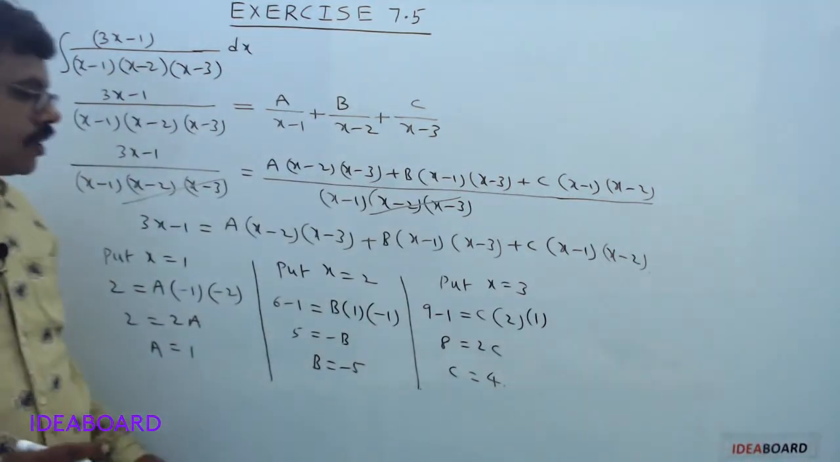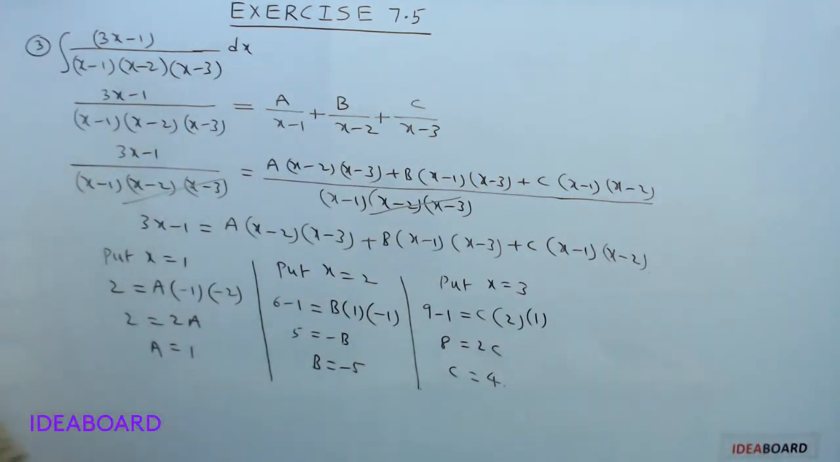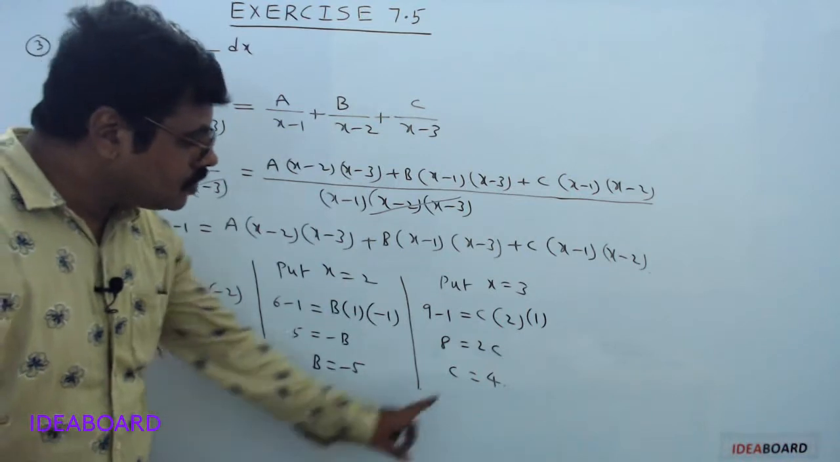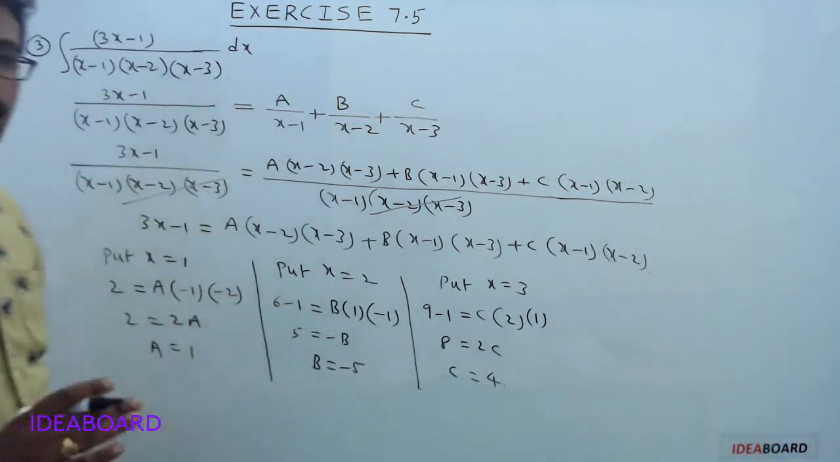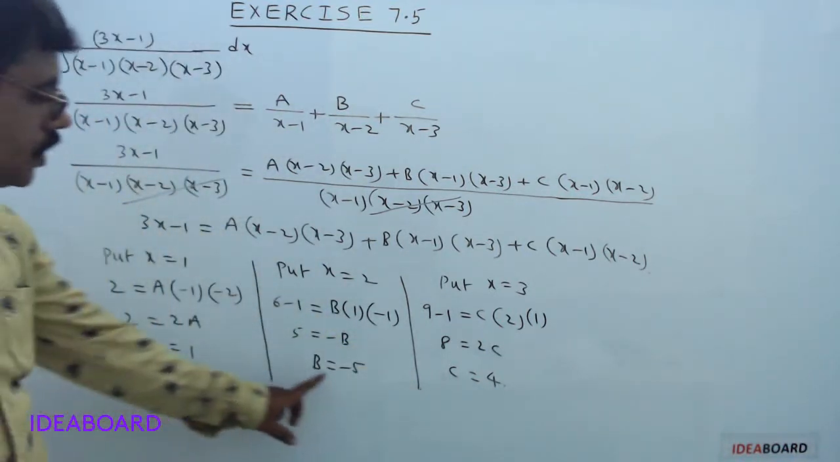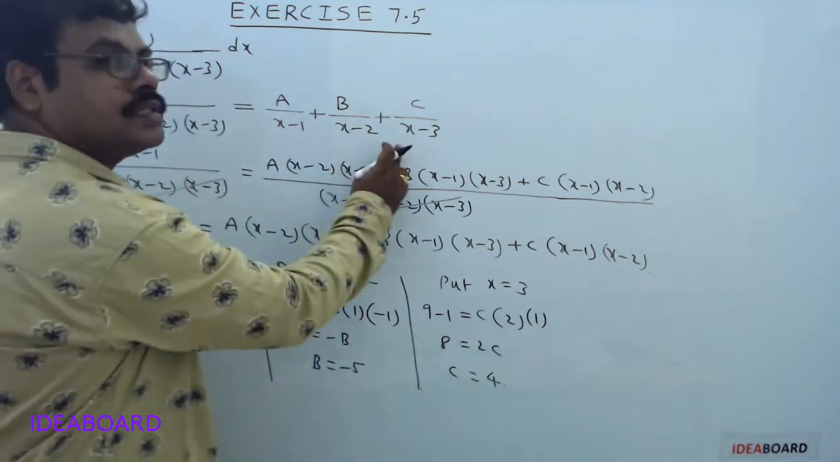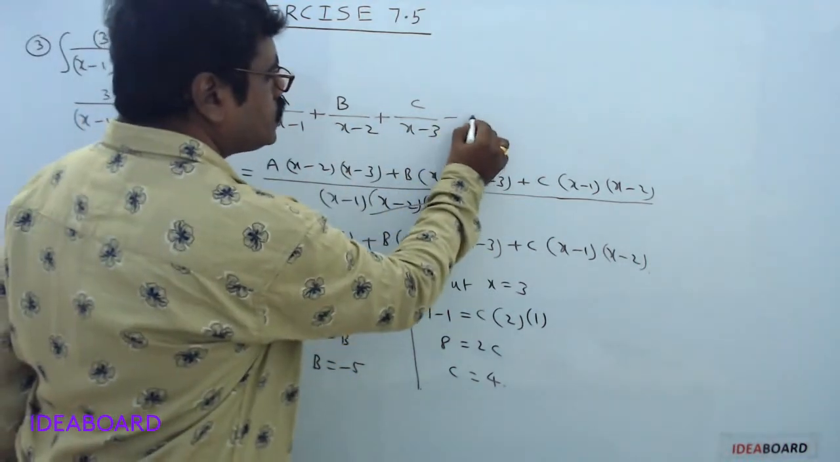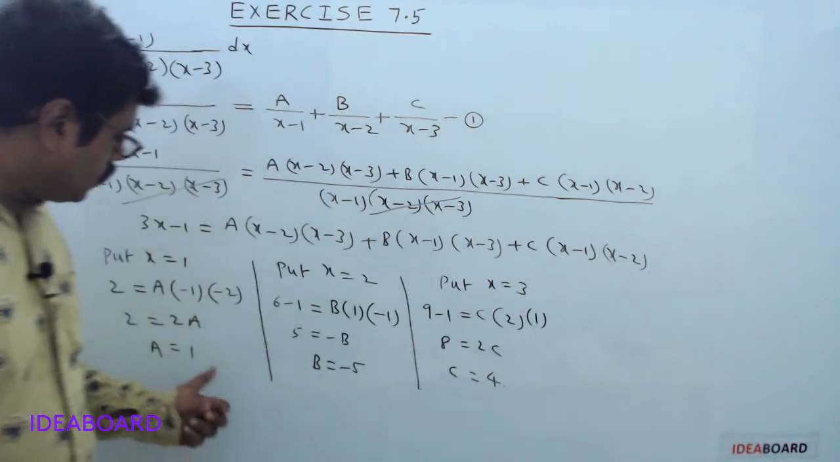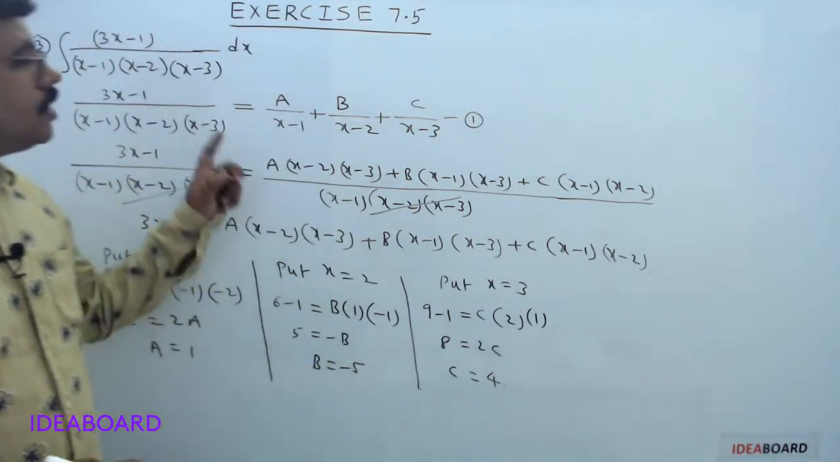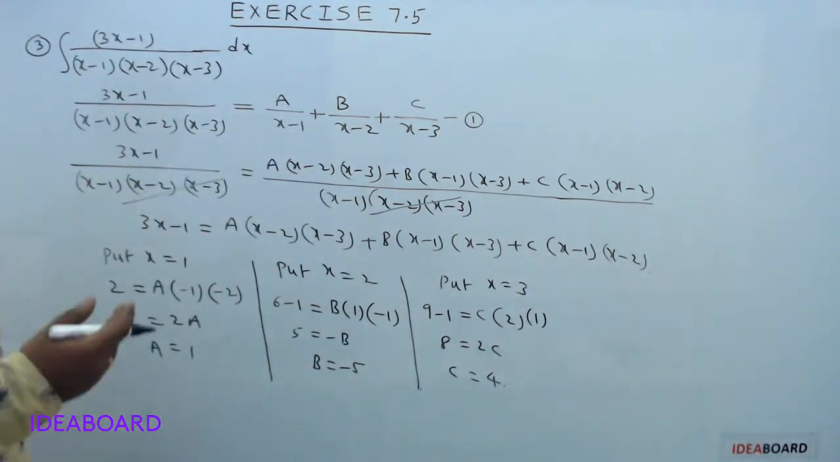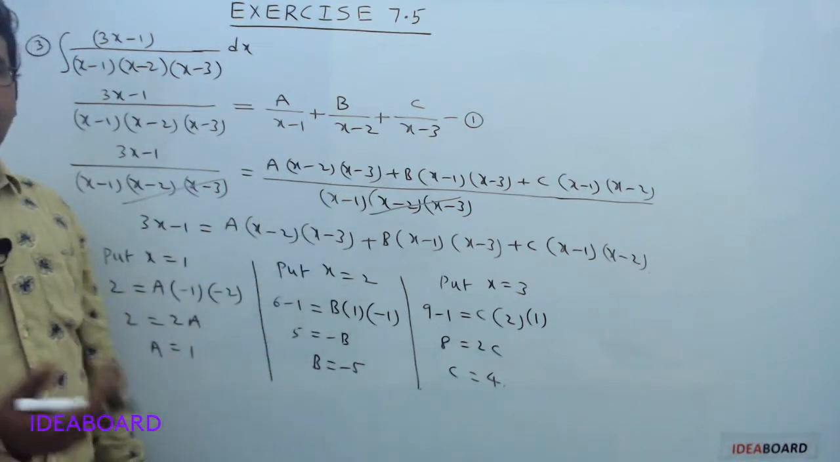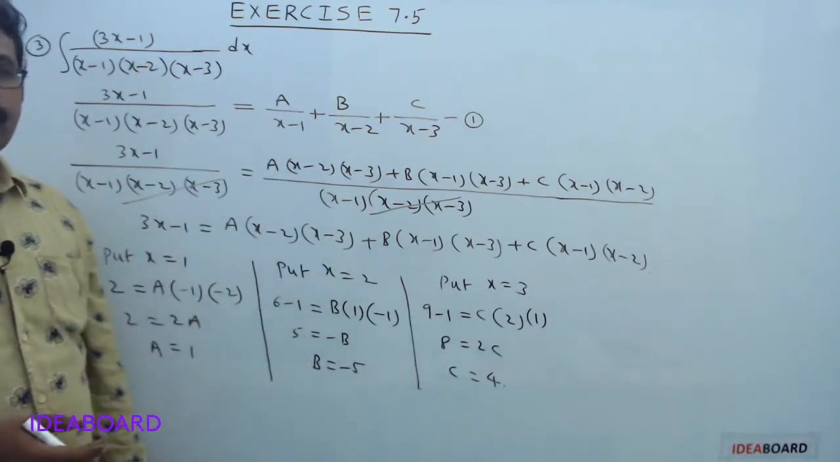What are the values of a, b and c? A value 1, b value minus 5, c value 4. Now substitute the values of a, b and c in this equation. Suppose you call it equation 1, write down the values of a, b and c in equation 1. First note down these steps. Later we will discuss the continuation of the problem.